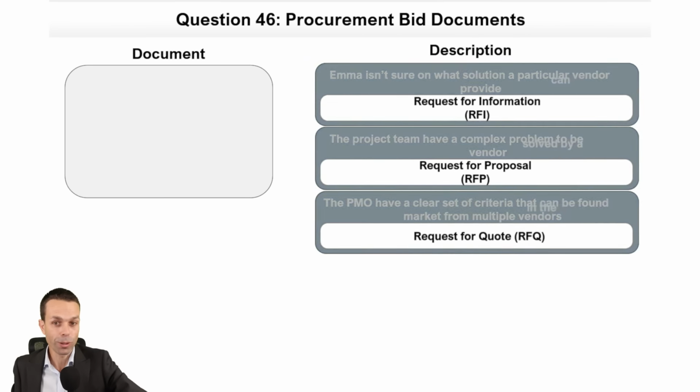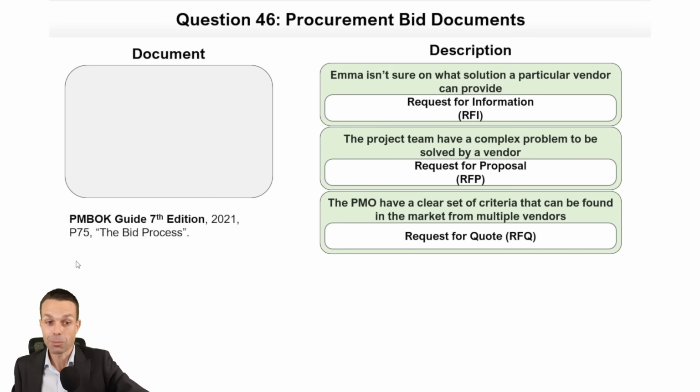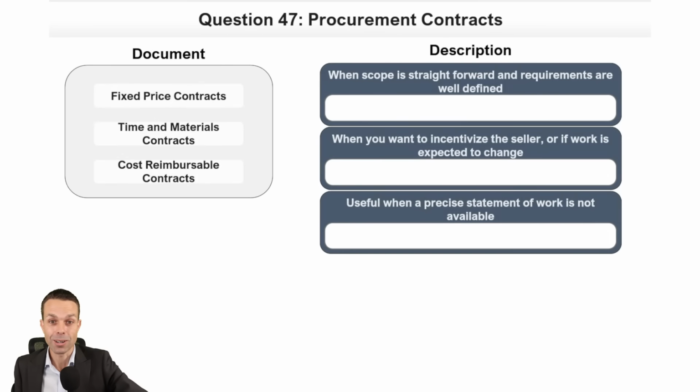Let's have a look. And that is good, looking good. Page 75, the bid process under the PMBOK Guide 7th edition from 2021. Fantastic. All right, what have we got?